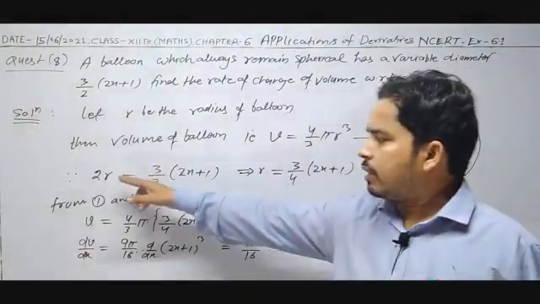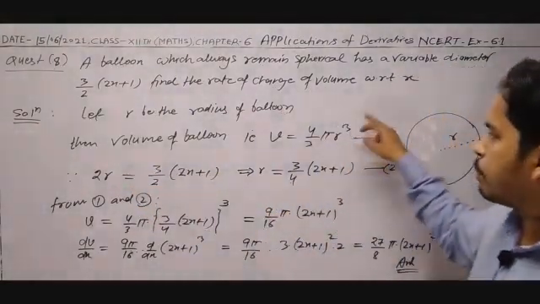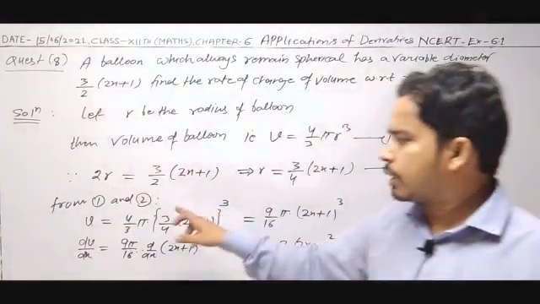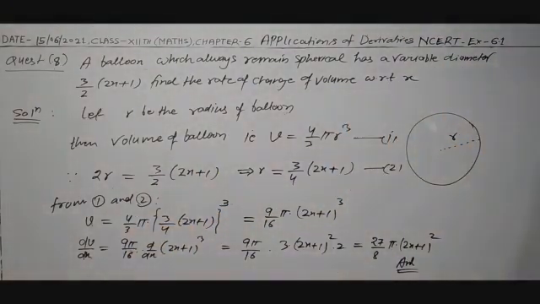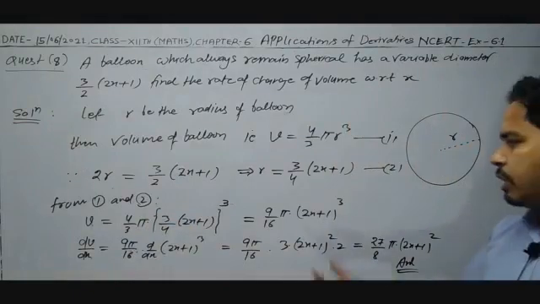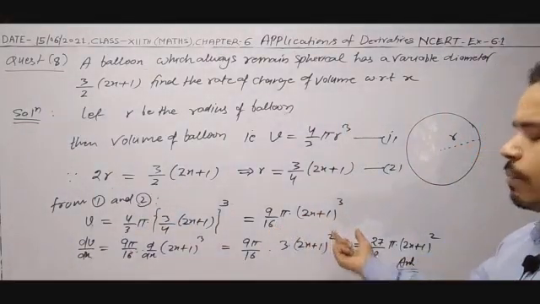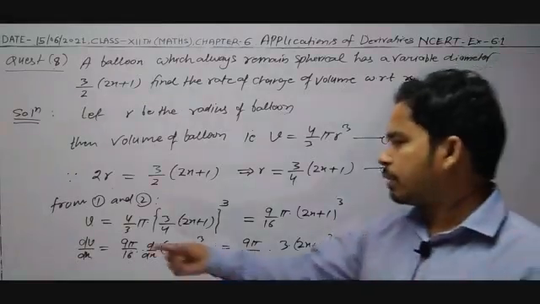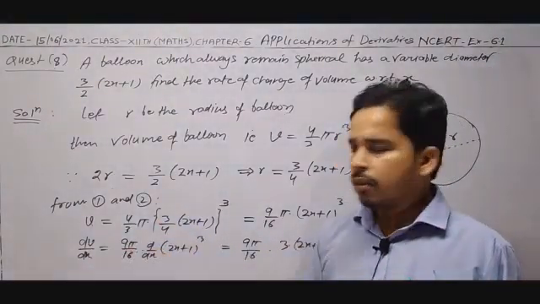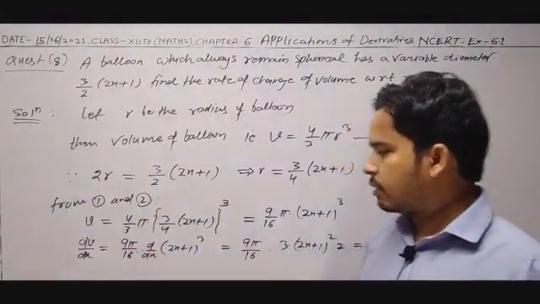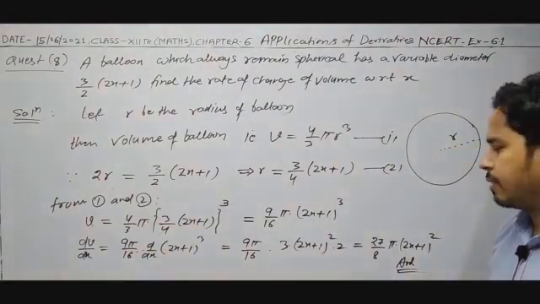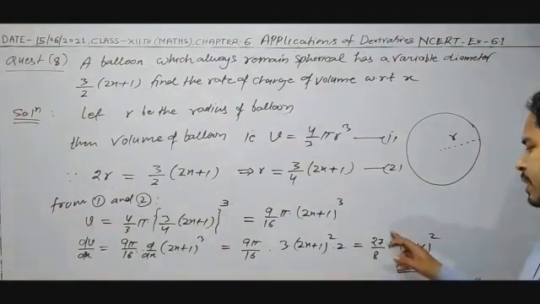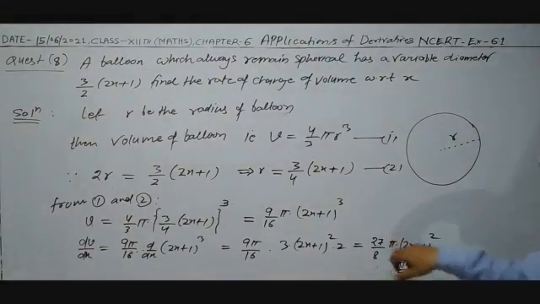So the value of r from this equation you can put in equation 1. From equations 1 and 2, V is equal to 4 by 3 pi and 3 by 4 (2x plus 1) power 3, and after calculation you will get the result 9 by 16 pi (2x plus 1) power 3. You have to differentiate this equation with respect to x. So now you will get 9 by 16 pi d by dx of (2x plus 1) power 3, and the result you will get is 27 by 8 pi with (2x plus 1) power 2. So this is the answer.